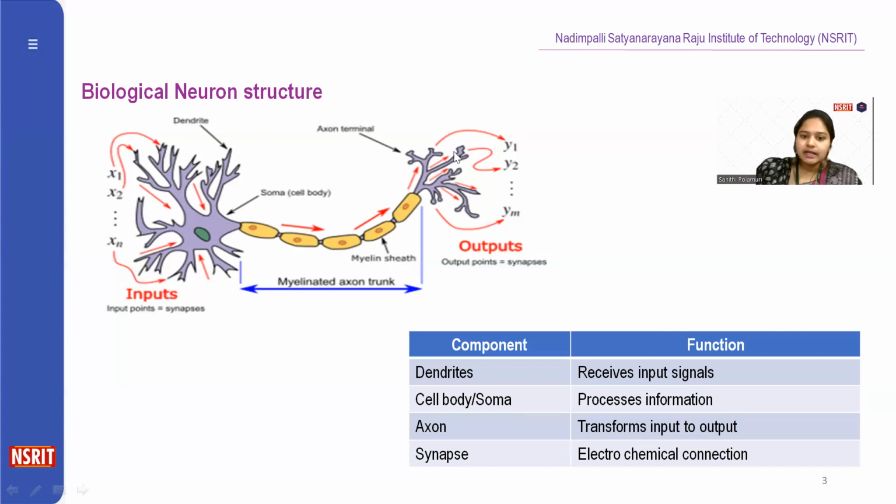So after that, that output will be transferred to another neuron. So this neuron is connected to another neuron, right? So for that connection we have the synapse. So again here also we have branch-like things, right? So these are synapses. So a synapse is nothing but an electrochemical connection between one neuron and another neuron. So from this the information will get passed on to another neuron.